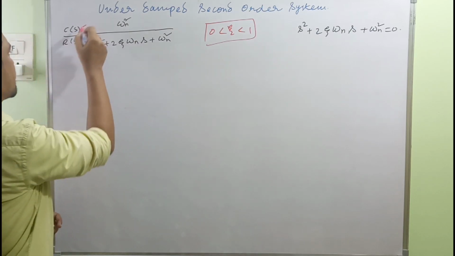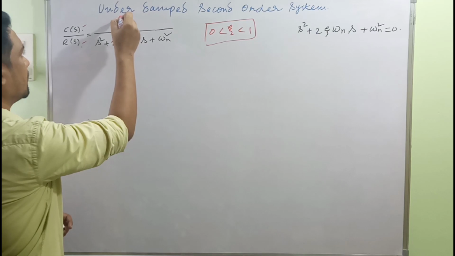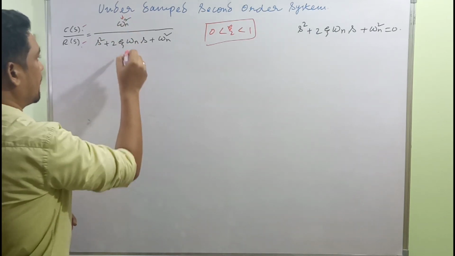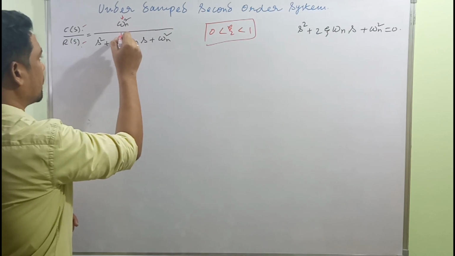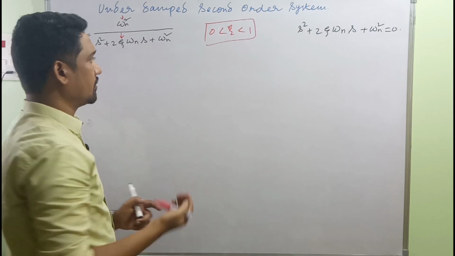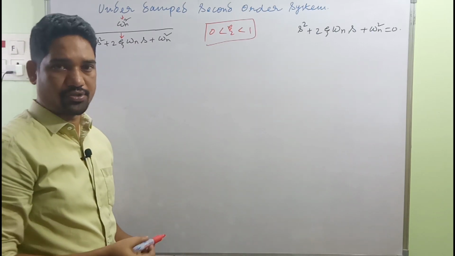We have C of s by R of s, output by input, equal to omega n square over the denominator, where we have the natural frequency and the damping factor zeta, which decides the behavior of the system. And denominator equal to 0 gives the characteristic equation, the pole location of the system.